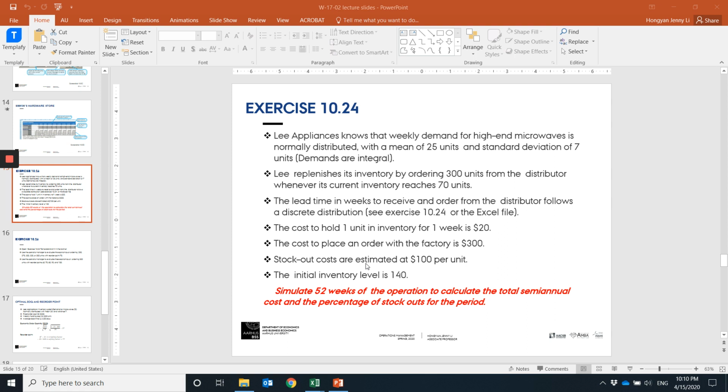If you have the textbook, you can open your book on page 326 and find the information about the exercise. This is about an appliances company, and they are interested to investigate their inventory policies in order to reduce the total cost and stock out. Here is some brief information about this exercise. They know the weekly demand, which is normally distributed with a mean of 25 units and a standard deviation of 7 units.